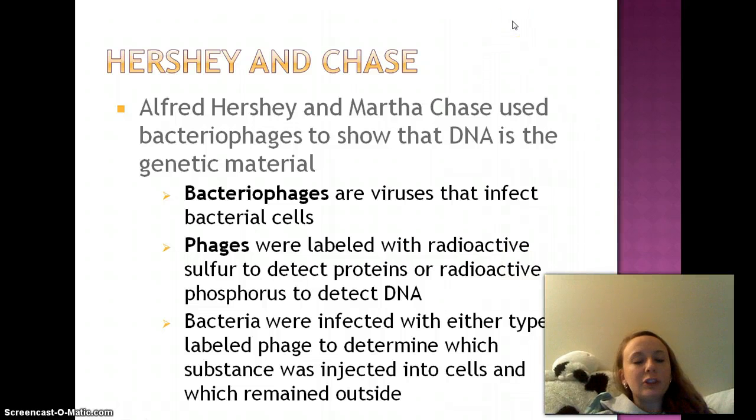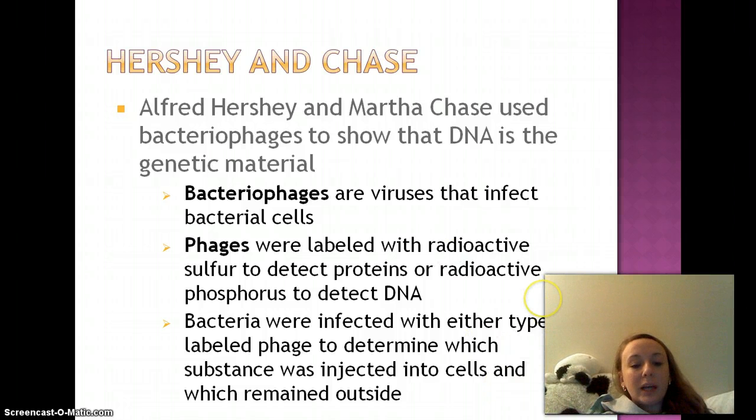So then we talked about Hershey and Chase, and what they did was they did an experiment on bacteriophages. So, review, bacteriophages are viruses that infect bacteria cells. We call them phages for short because nobody wants to say bacteriophages all the time. So what they did was they labeled these phages with radioactive sulfur to detect proteins, because remember that sulfur binds to the protein, or radioactive phosphorus to detect DNA, because remember DNA has phosphate in it. So that phosphorus will bind to that DNA, and it's like a label. It will label whether protein or DNA shows up.